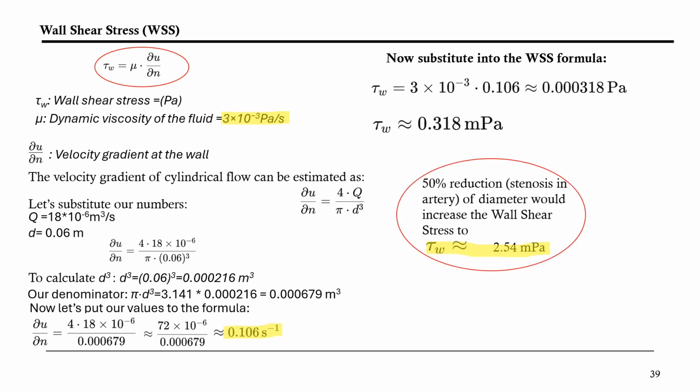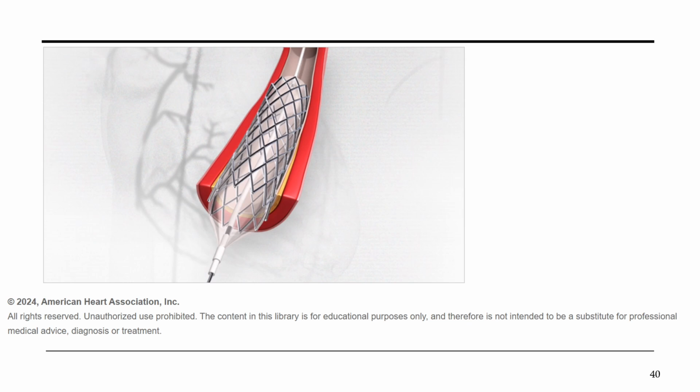millipascals. If the diameter reduces by 50%, which previously we had 0.06 meters, a 50% reduction is going to be 0.03 meters, and that will increase the wall shear stress to 2.54 millipascals. Now this proves that the more a diameter reduces by the stenosis or the artery blockage, the more pressure there will be. For treating these blockages, doctors treat the coronary artery blockages with a stent using a procedure called angioplasty.